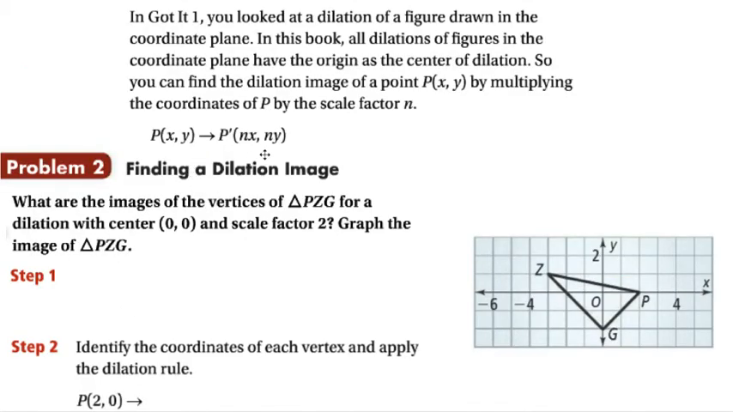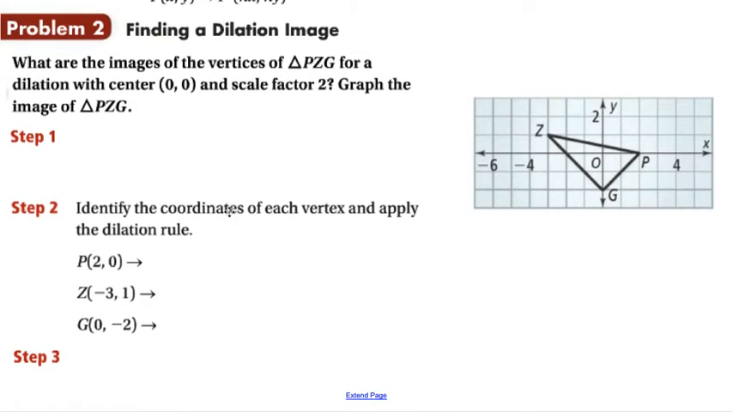Okay, so this paragraph basically tells you how to find that scale factor and use that to write a rule. So we're going to go ahead and do a problem that shows that. Finding a dilation image. What are the images of the vertices of triangle PZG for a dilation with a center at the origin and a scale factor of 2 and graph the image?